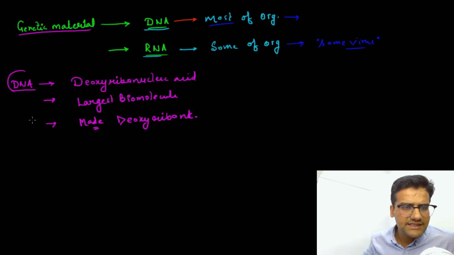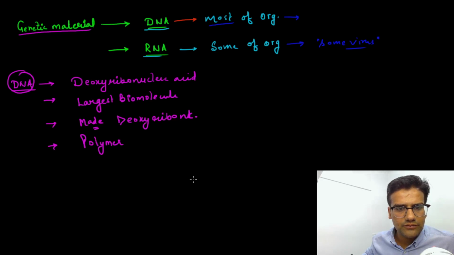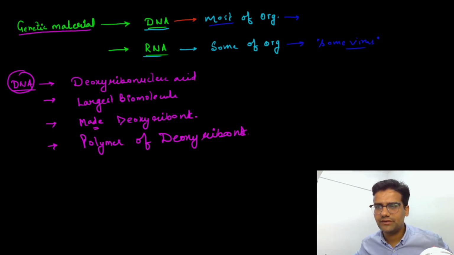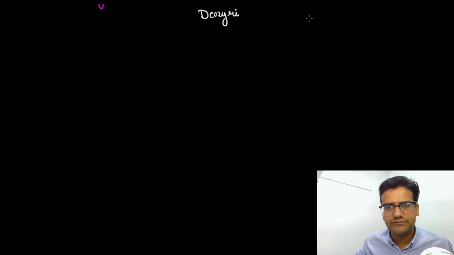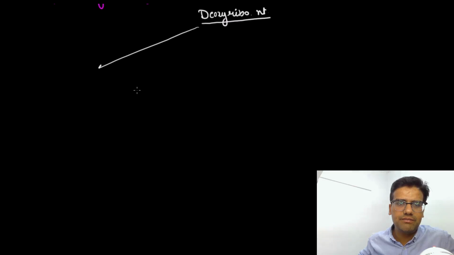You can say that DNA is a polymer of deoxyribonucleotide. A deoxyribonucleotide is made up of three parts. The first part of the deoxyribonucleotide is phosphoric acid.